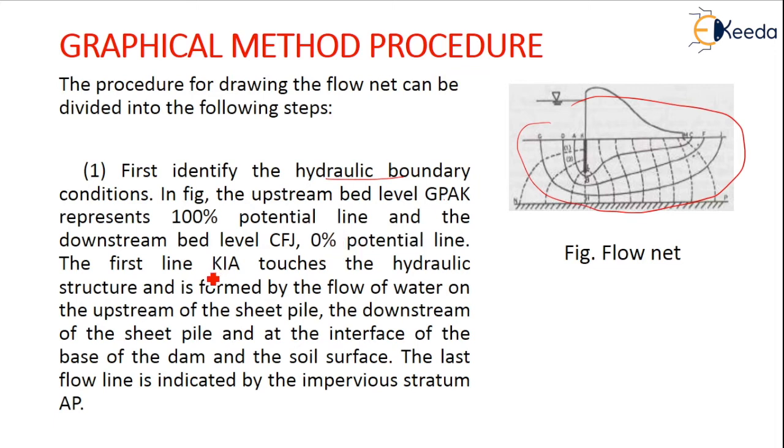The first flow line, that is KIA, will touch the hydraulic structure, and it is formed by the flow of water on the upstream of the sheet pile and the downstream of the sheet pile, and also at the interface of the base of the dam and the soil surface. The last flow line is indicated by the impervious stratum, that is AP, which is shown in the figure.